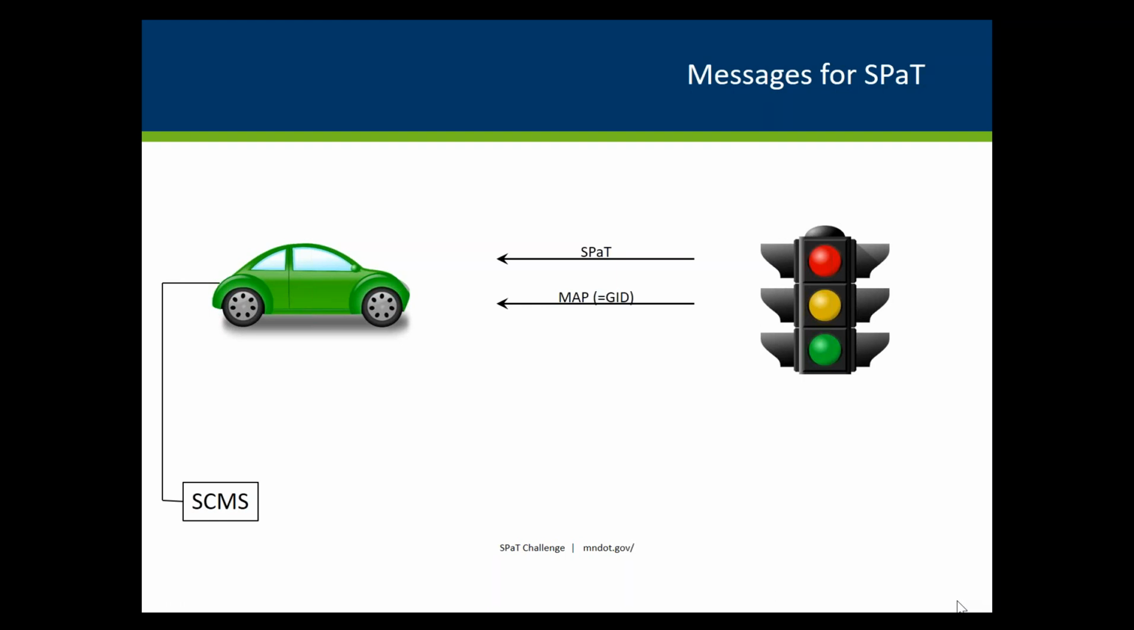Okay, they want a map message. Sometimes it's called GID, which stands for Geometric Intersection Description. Basically that's a series of GPS lat longs that describe every approach lane to the intersection. That's so the car, when it's going down, can figure out, oh, I'm in lane number 3, and then it knows which part of the SPAT message to listen to.